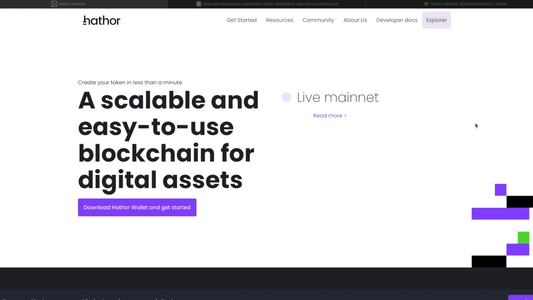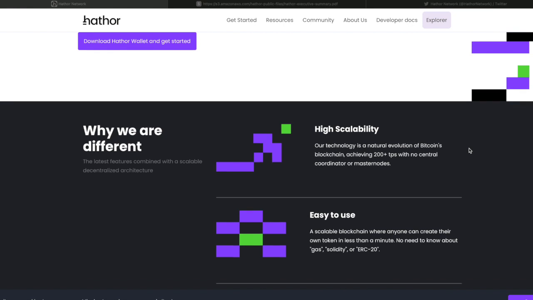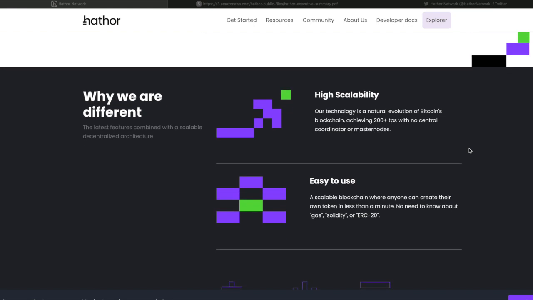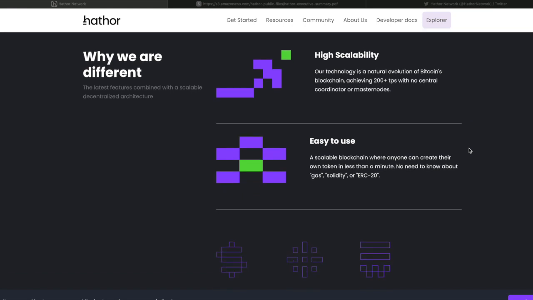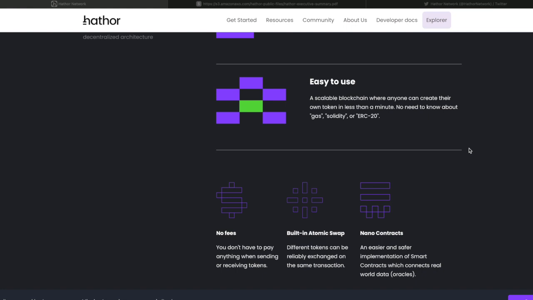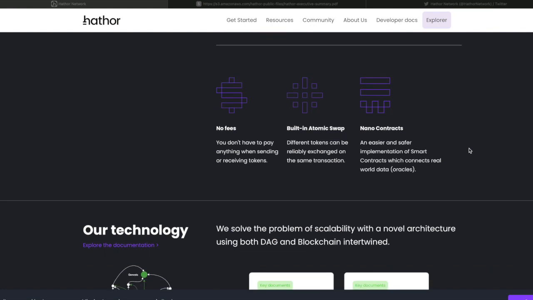So Hathor. Create your own token in less than a minute. A scalable and easy to use blockchain for digital assets. Why we are different? The latest features combined with a scalable and decentralized architecture. It's highly scalable. Our technology is a natural evolution of Bitcoin's blockchain, achieving 200 plus transactions per second with no central coordinator or master nodes. Easy to use, a scalable blockchain where anyone can create their own token in less than a minute. No need to know about gas, Solidity, or ERC20. No fees. That's crazy, guys. No fees. You don't have to pay anything when sending or receiving tokens on Hathor network.